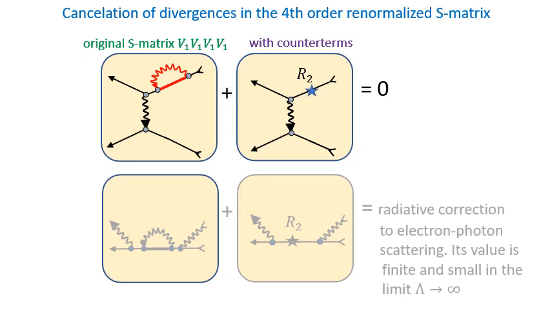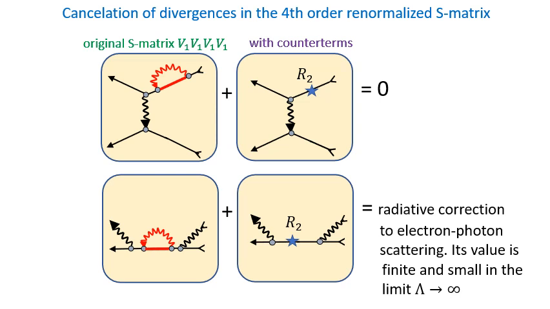Here are some examples of the cancellation of divergences in the fourth perturbation order. On the left, you see one divergent diagram of electron-electron scattering. On the right, there is a diagram with a counterterm R2. It appears that these two graphs cancel each other exactly.